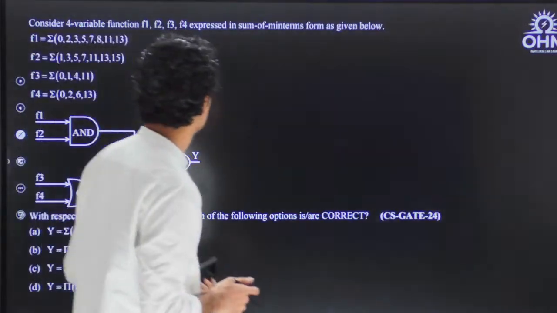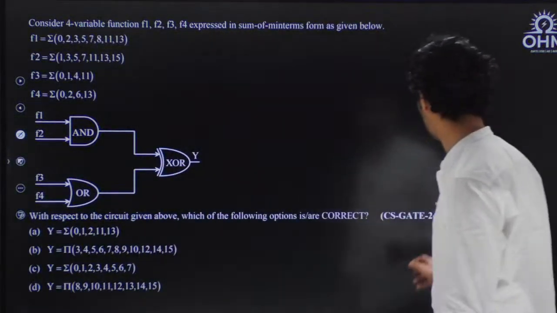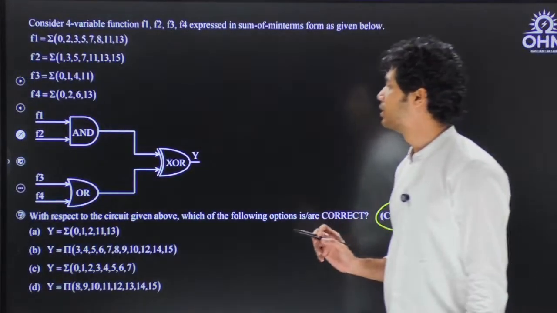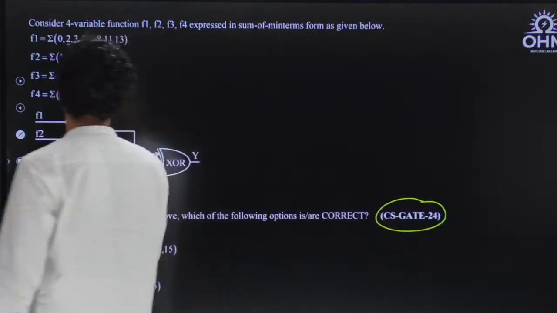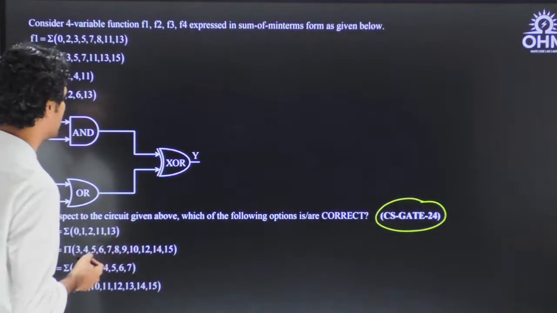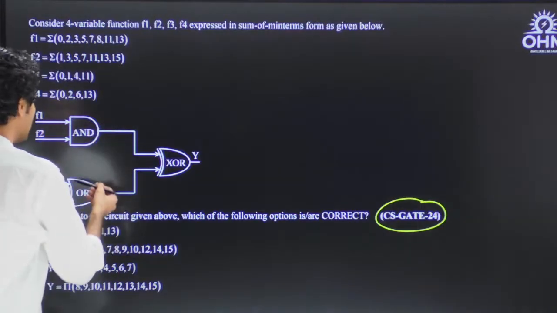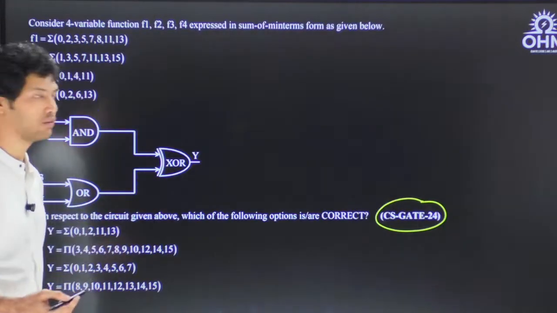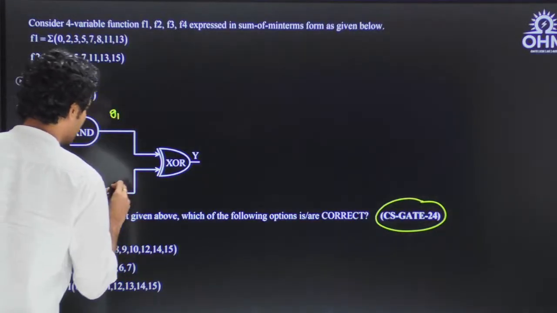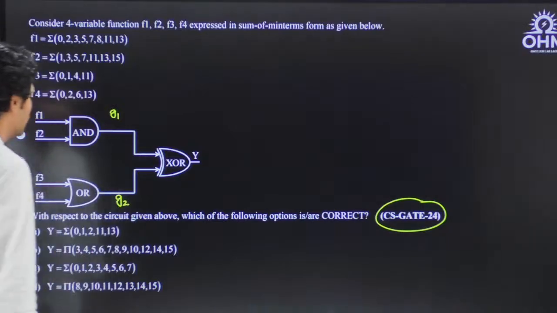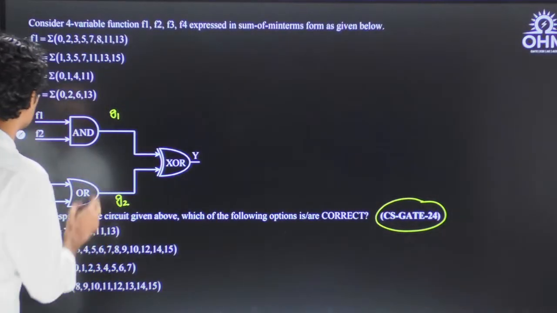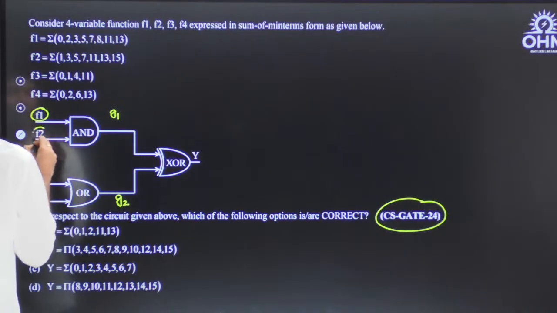This is a very recent question. In fact, I believe this is 2024 computer science. We have been given two logic gates here, and the output of both of the logic gates is given as input to the third logic gate. The first gate is an AND gate, the second gate is an OR gate, and the last gate is an XOR gate. I will call these G1 and G2. The inputs for the AND gate are F1 as well as F2.